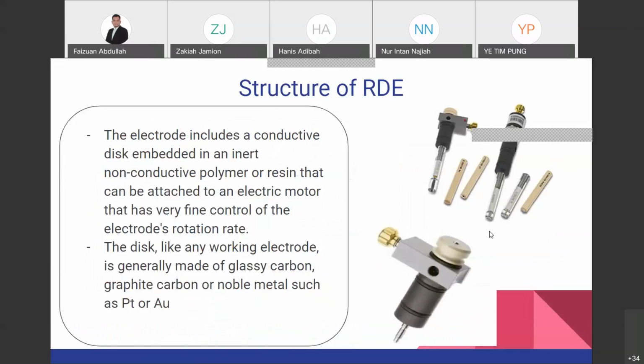So the electrode includes a conductive disk embedded in an inert non-conductive polymer or resin that can be attached to an electric motor that has very fine control of the electrode rotation rate. The disk, like any other working electrode, is generally made of glassy carbon, graphite, carbon or noble metals such as platinum and gold.